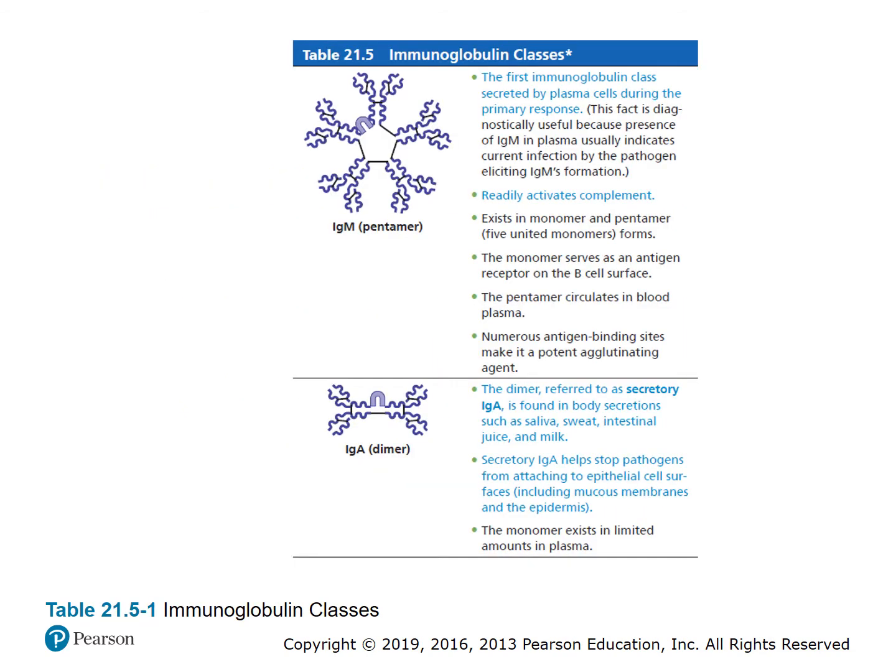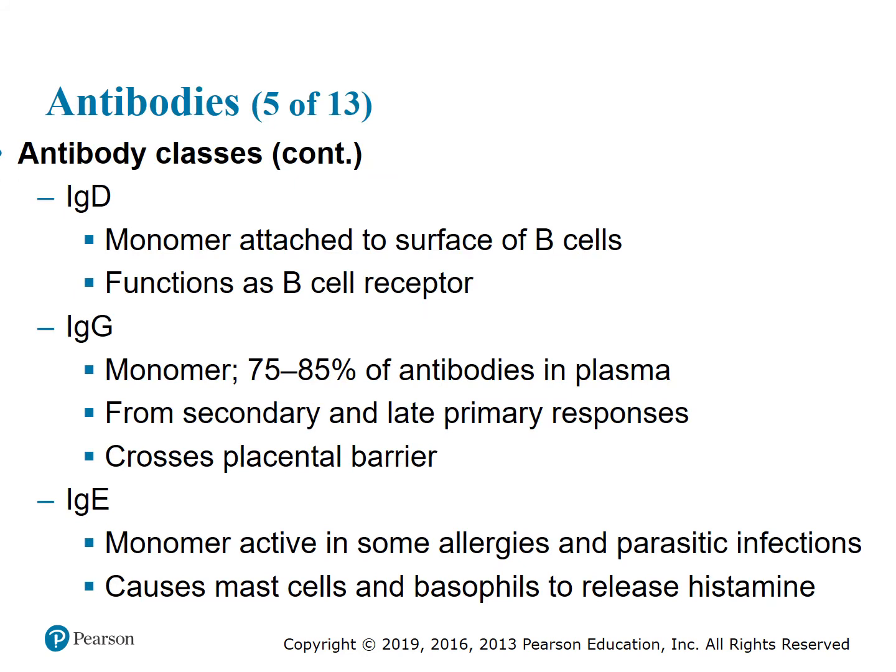Table 21.5, immunoglobulin classes. So here's the IgM. Notice it's a large pentamer, and the IgA is shown here as a dimer. Then there's IgD, which is a monomer that is attached to the surface of B cells, and it functions as a B cell receptor.